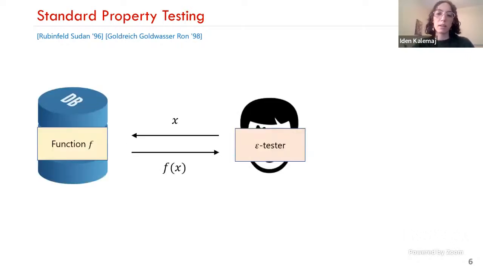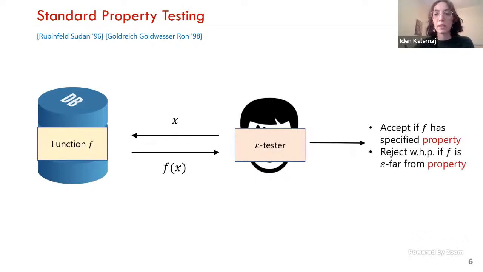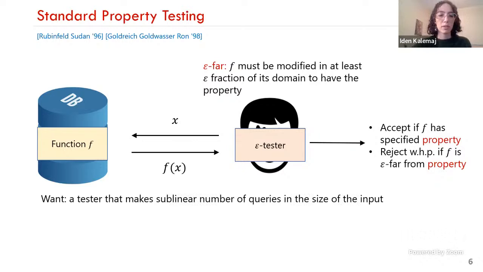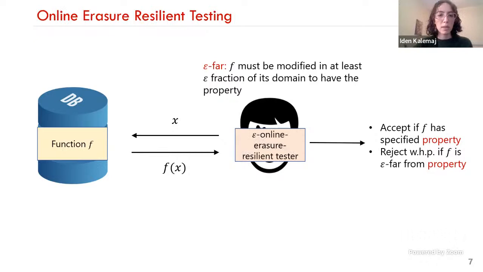In this case, the sublinear algorithm is parameterized, given a value epsilon between 0 and 1. Its goal is to accept if the function f has some specified property and reject with high probability if the function is far from the property, where the distance is measured by this parameter epsilon. By epsilon far, we mean that the function must be modified in at least an epsilon fraction of its domain to have the property. We also want the tester to make a sublinear number of queries in the size of the input function. We consider property testing in the case where access to the function is via the adversarial oracle that I just described.